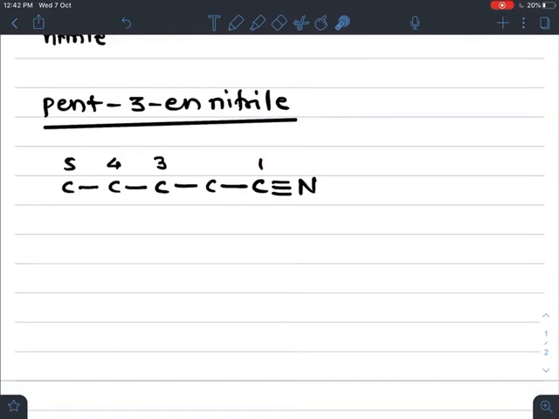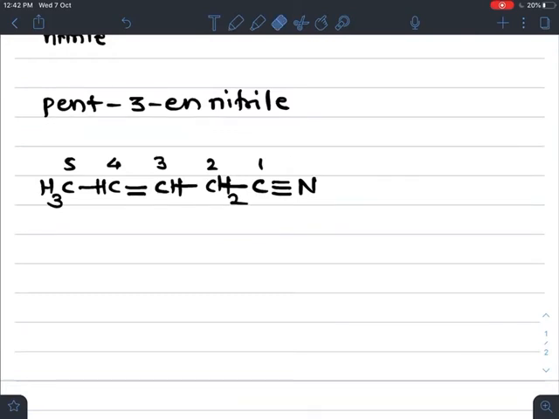At carbon number 3 the double bond is present. Now the remaining valency is completed by hydrogen, and we get the correct formula: CH3CH=CHCH2CN. This is the formula of pent-3-enenitrile.